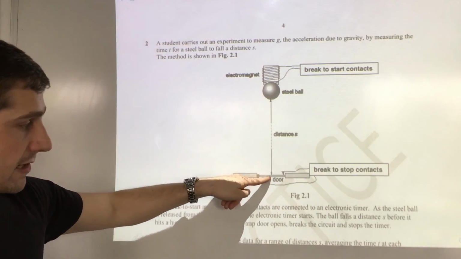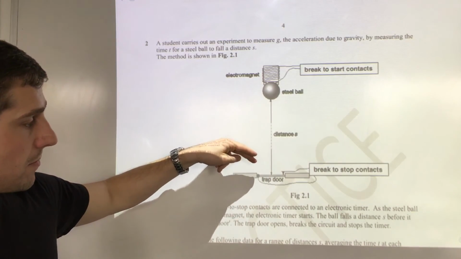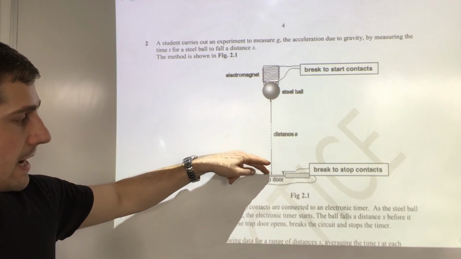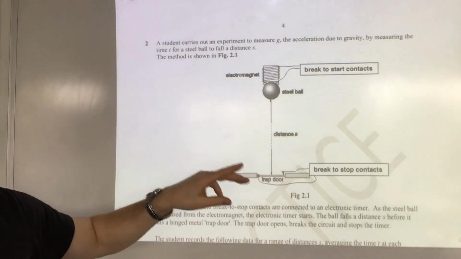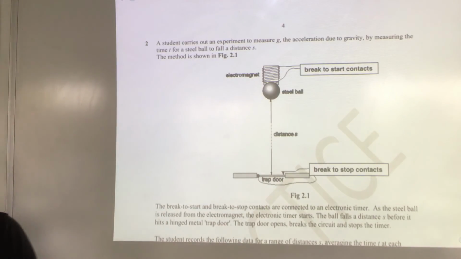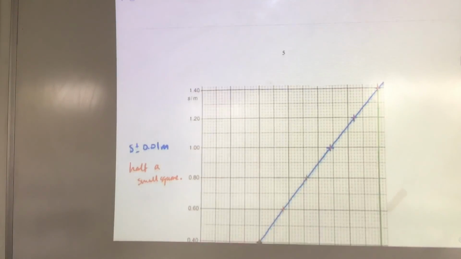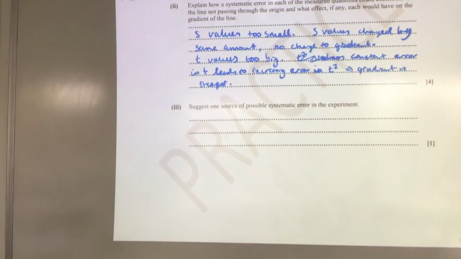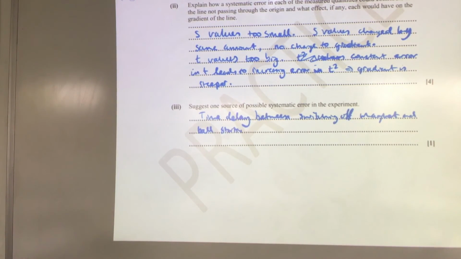When the ball hits the trapdoor, there's going to be a slight delay between it hitting that and breaking this contact here, which would also increase the t. So that's what we could say, either of those 2 points. Time delay between switching off the magnet and the ball starting to fall. That makes t too big.